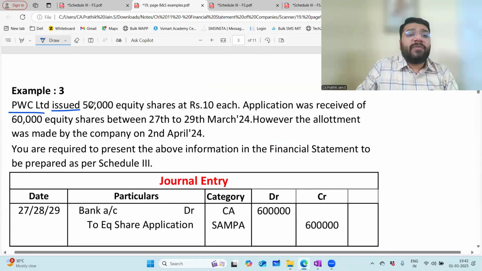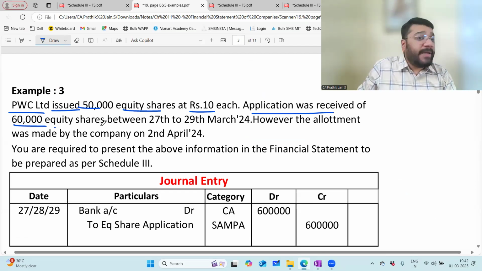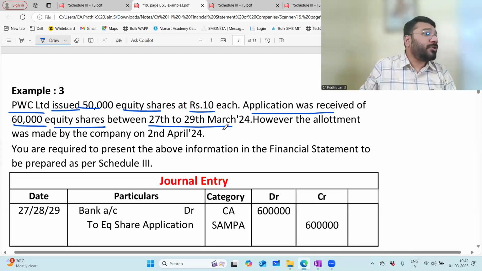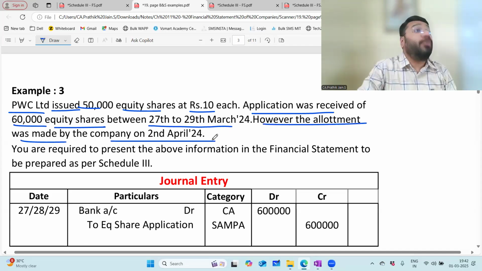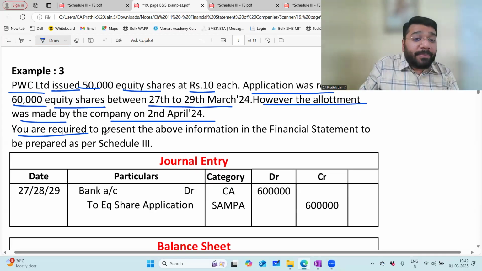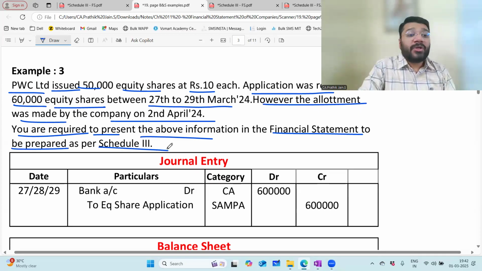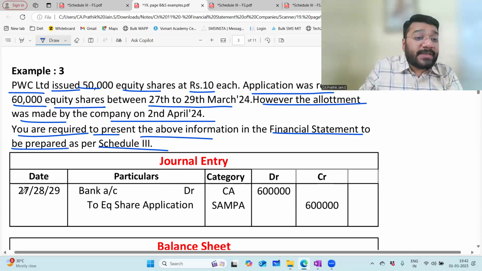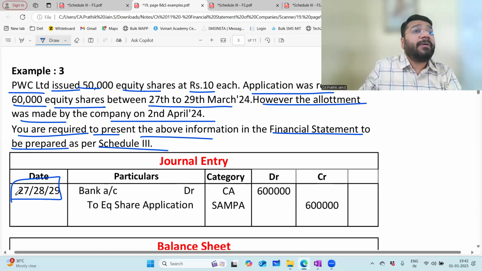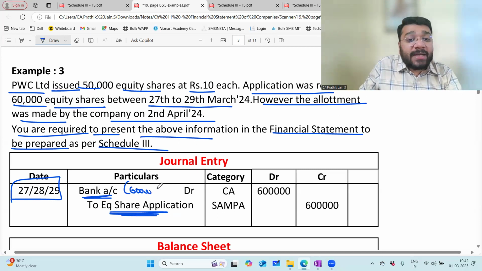PwC Limited issued 50,000 equity shares of 10 each. Application received for 60,000 equity shares between 27th to 29th March. However, the allotment was made by the company on 2nd April 24. You are required to present the above information in the financial statement to be prepared as per Schedule 3. So on 27, 28 and 29, when you receive the money in your bank account, what is your journal entry going to be? Hari? Bank account debit to equity share application. How much? 60,000 shares into 10 rupees, 6 lakh.